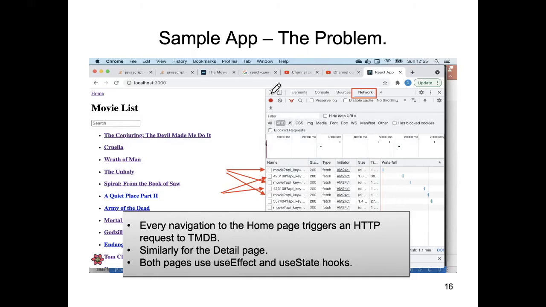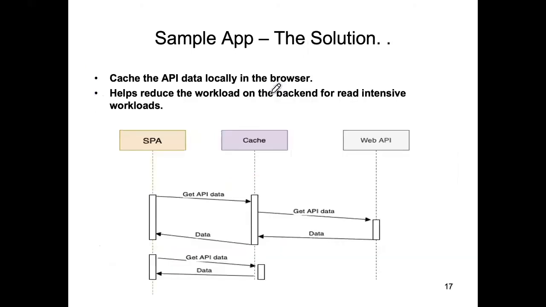The solution is to implement something called caching. Caching is where the API data is stored locally in the browser. That would seem an obvious solution, but caching is a bit more sophisticated than just the browser's local storage. What caching will do is help reduce the workload on the back end, i.e., don't make unnecessary requests on the back end.